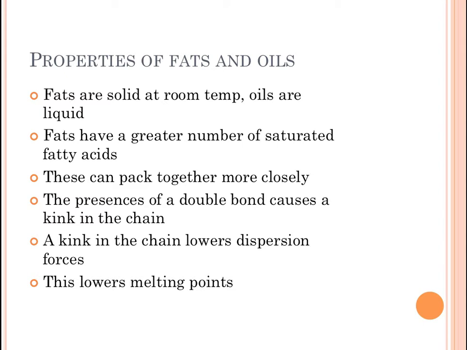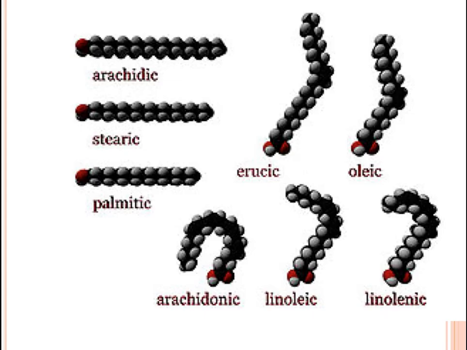Properties of fats and oils. So fats are solid at room temperature, oils are liquids. They're both triglycerides. The fats are solid at room temperature because they have mostly saturated fatty acids, and they pack together more closely because they're straight. So if you had 3 of these, they can fit together nicely. Anytime you get a double bond, we get a kink in the fatty acid chain, and that means that they're going to be more spread out, so fewer dispersion bonds can be made between them, and therefore we're going to get a reduction in the boiling point, so they're more likely to be liquids at room temperature.